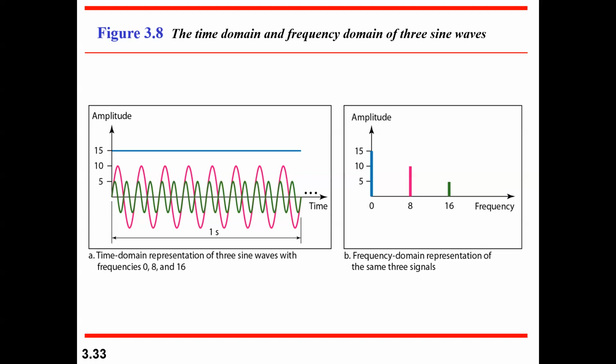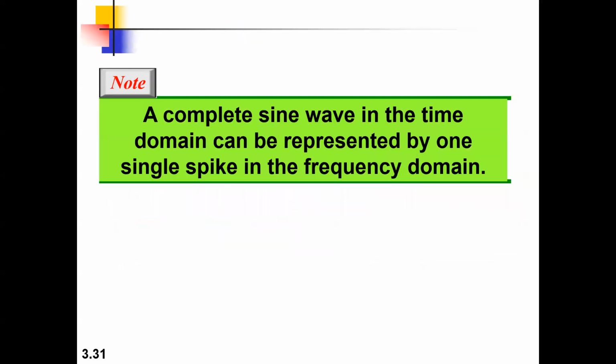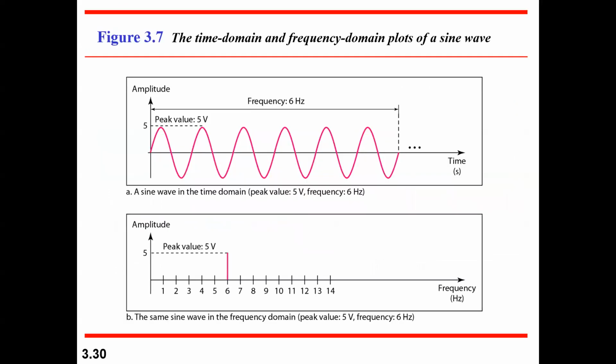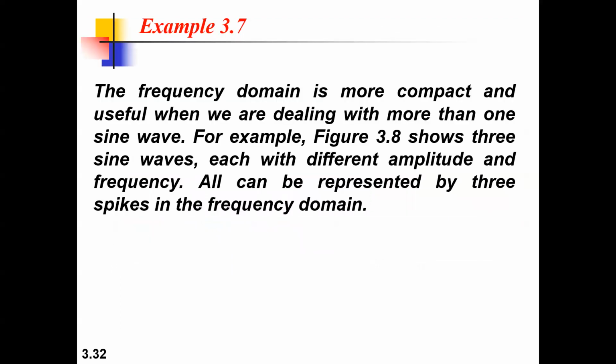So that is right here. Okay. If you see a sine wave with 0 frequency, that means on a frequency domain plot, right here, and then the one with the frequency of 8 with the amplitude of 10, and the other one with the frequency of 16 with the amplitude of. It says a complete sine wave in the time domain can be represented by one single spike in the frequency domain, right? So one single spike in the frequency domain.